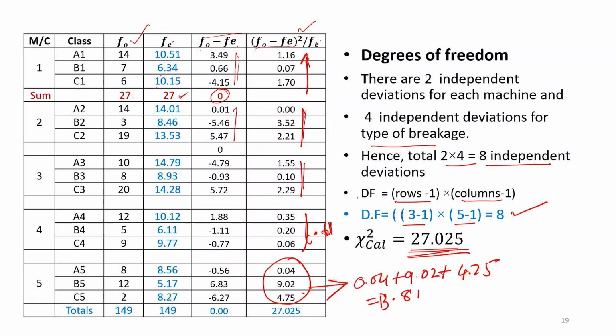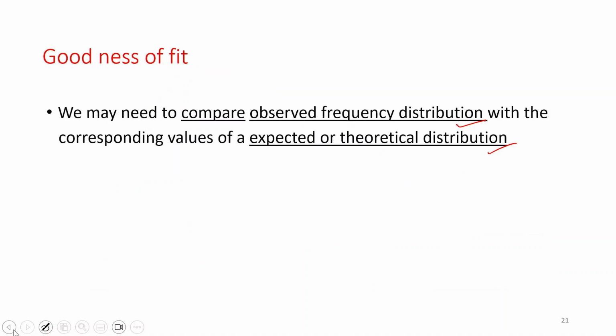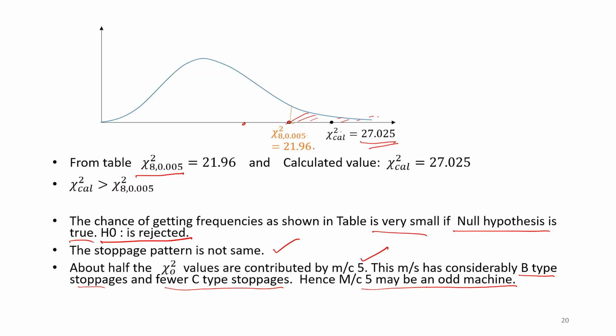And which type of breakage is more? We have to go back to the original table and see which type of breakage is maximum. So accordingly, we can say machine 5 is an odd machine, and the B type of stoppages may be considerably high, and hence we can identify the machine which needs immediate attention from the point of view of maintenance.